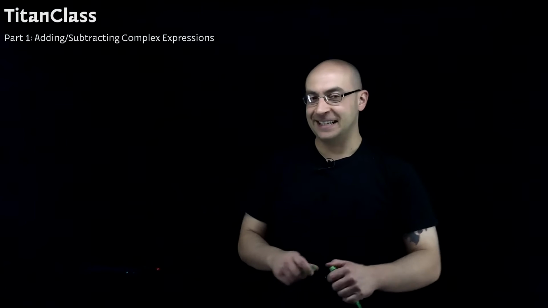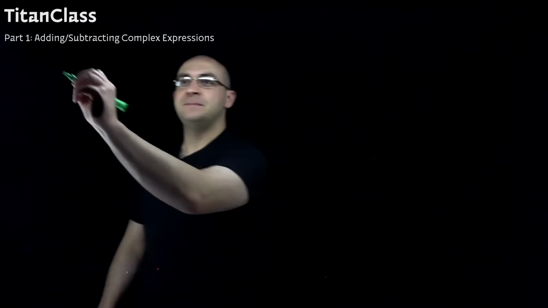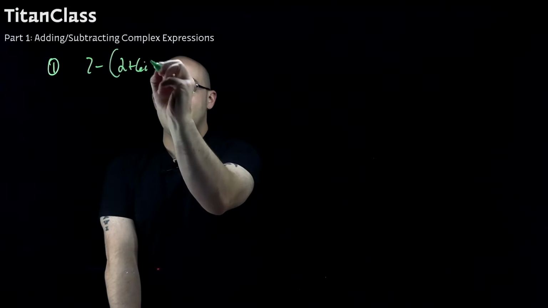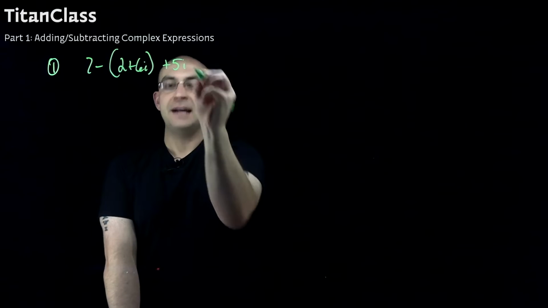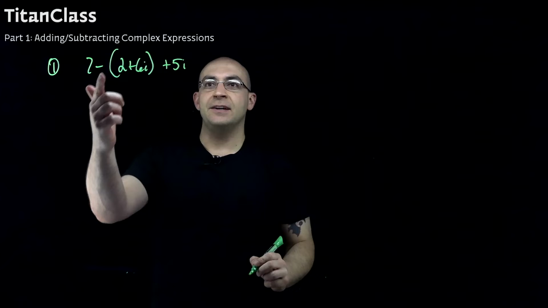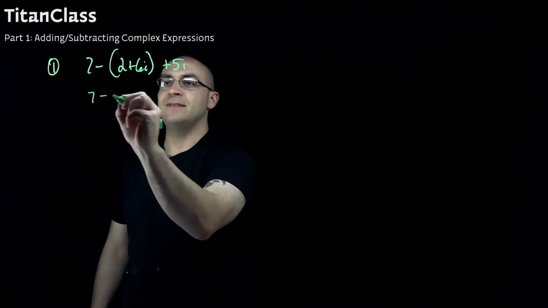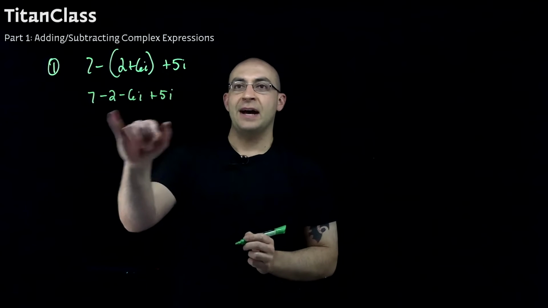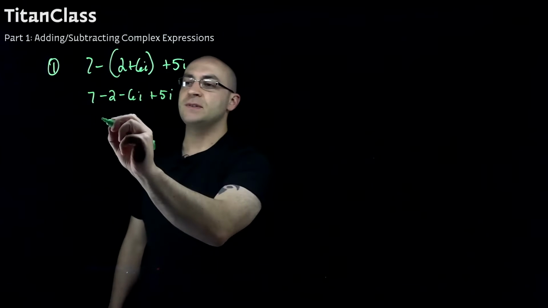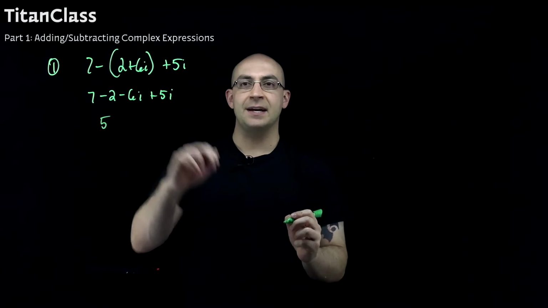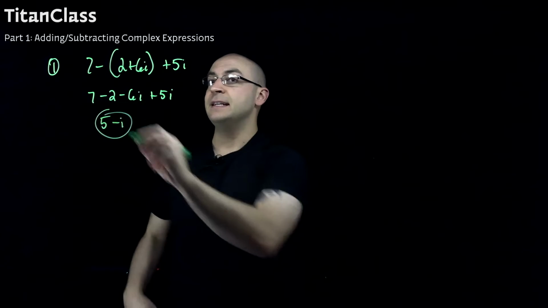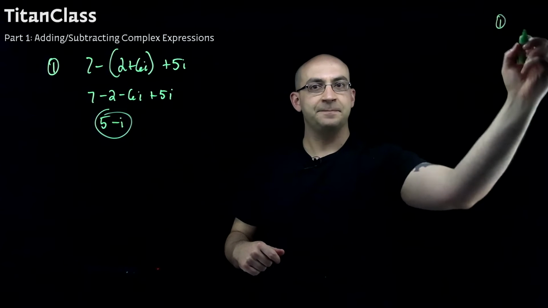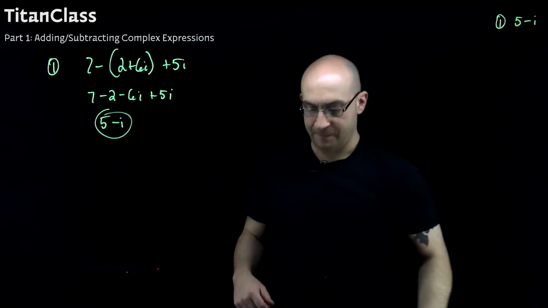Part 1. Adding and subtracting. Number 1, 7 minus (2 plus 6i) plus 5i. Okay, the minus sign here has to distribute to both terms. So this is going to be 7 minus 2 minus 6i plus 5i. All right, both i's are going to combine, and the 7 minus 2 will combine. So this is going to be 5. And that's negative 6i plus 5i, which is negative i. It is in the form a plus bi, so our answer is good. Number 1 is 5 minus i.